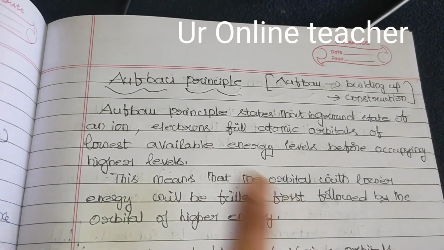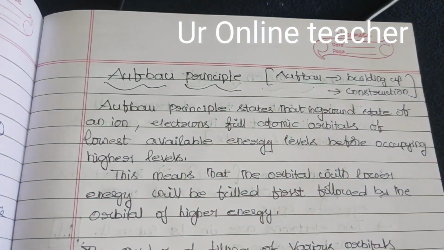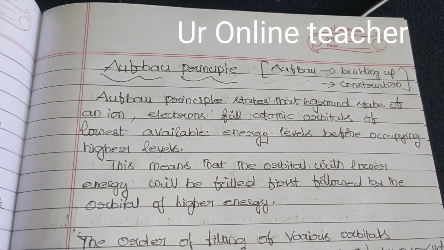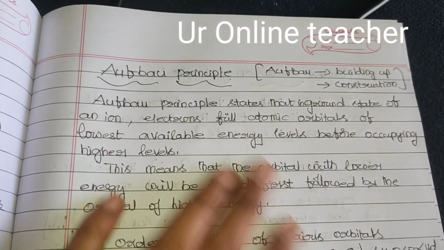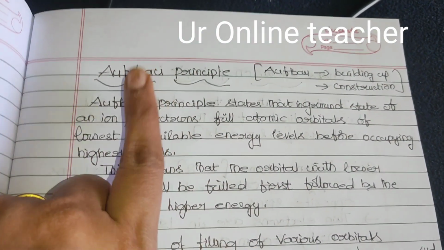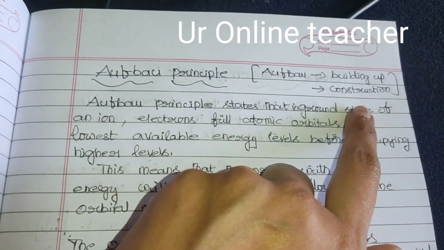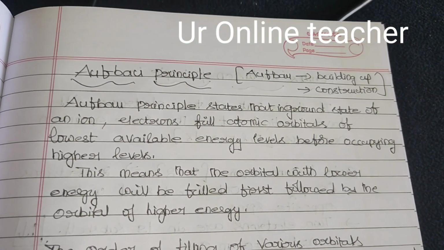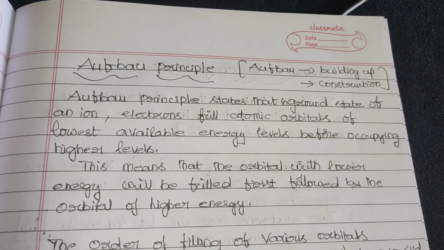Hi students, today I am going to explain very important principles: the Aufbau principle, Hund's rule and Pauli's exclusion principle. First I will discuss what the Aufbau principle is. What is meant by Aufbau? Aufbau means building up or construction. What are we building up? The atomic orbitals, how they are constructed and built up.